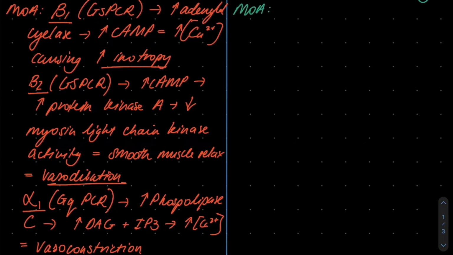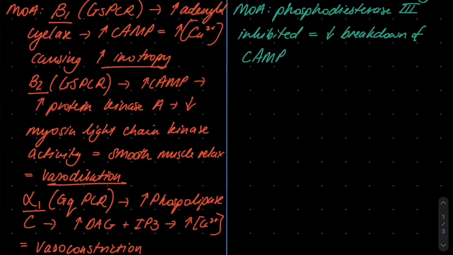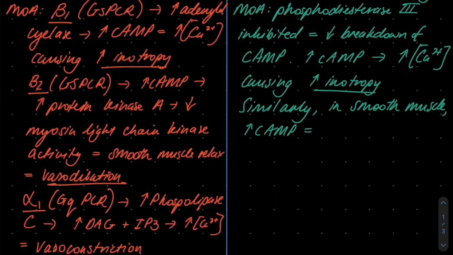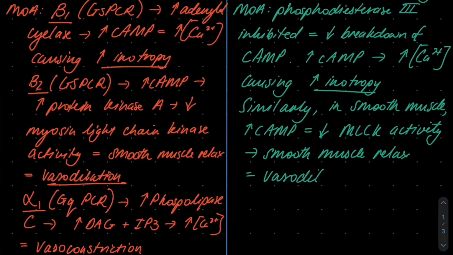So for the mechanism of action of milrinone, phosphodiesterase 3 is inhibited. This causes a fall in the breakdown of cyclic AMP. Consequently, a rise in cyclic AMP, as mentioned before, causes a rise in calcium, and this causes increased inotropy. Similarly, in smooth muscle, a rise in cyclic AMP leads to decreased myosin light chain kinase activity and smooth muscle relaxation, ultimately leading to vasodilation.